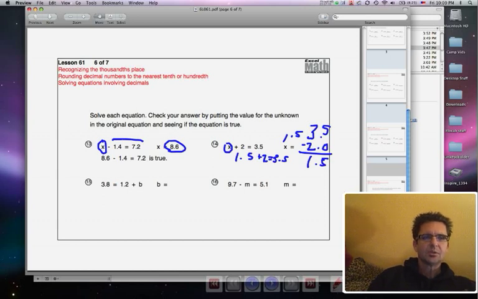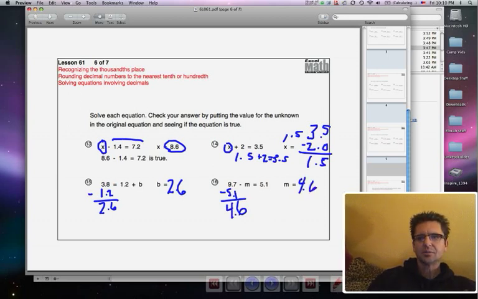How about on this next one here? This works just the same way. We're going to subtract 1.2 from 3.8 and get 2.6. The answer is 2.6. And on this next one, 9.7 minus some number is 5.1. Well, if we subtract 5.1 from 9.7, we get 4.6, and that is our answer. All right, that's it for this lesson.